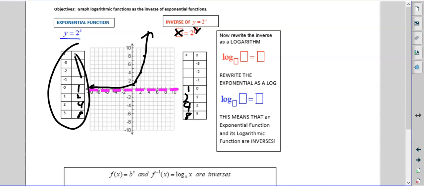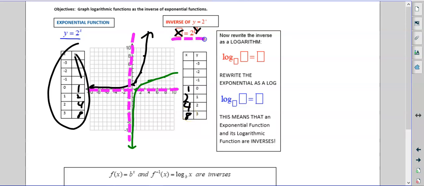So I put these in. Here's 1, 0, 2, 1, 4, 2, and 8, 3. So that is actually going to look like this when we graph it. So the border here is right there. All right, it says now rewrite the inverse as a logarithm.